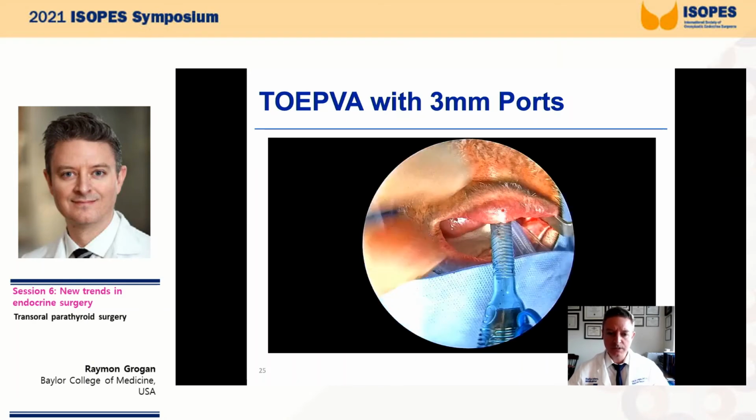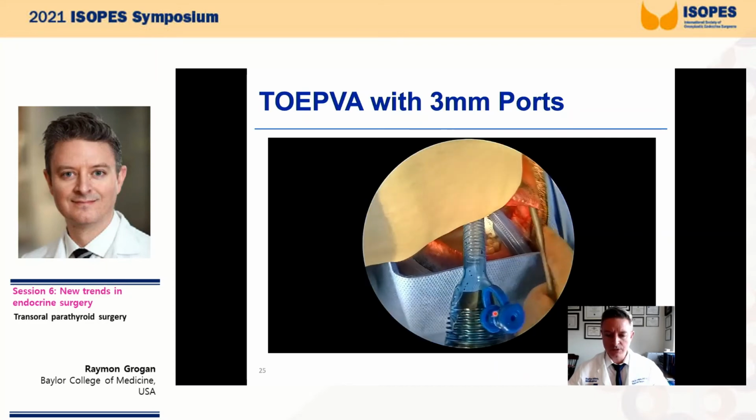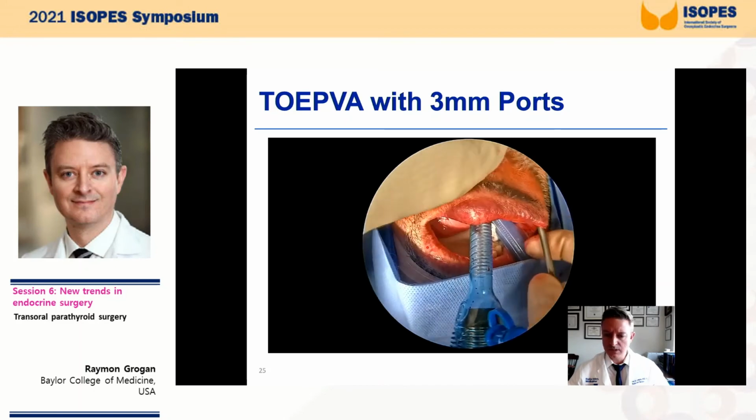Here's that 5 millimeter port. We're going to use a 5 millimeter camera here. The parathyroid will come right through that port the majority of the times. If it doesn't come through the port itself, it'll come right through the tract with minimal problem.